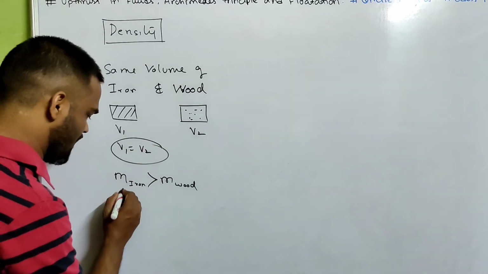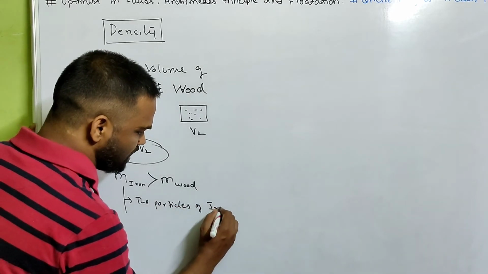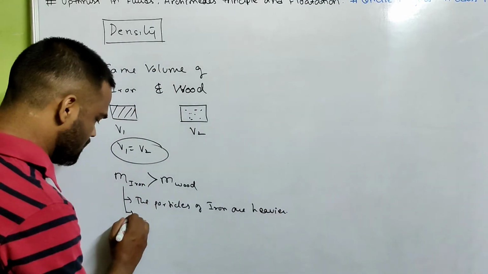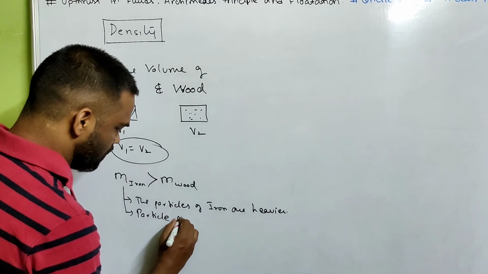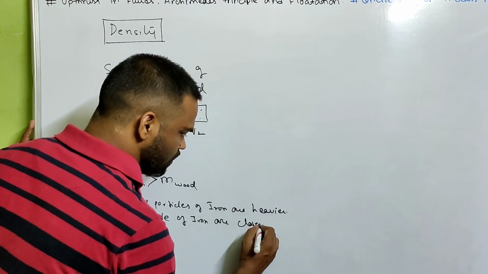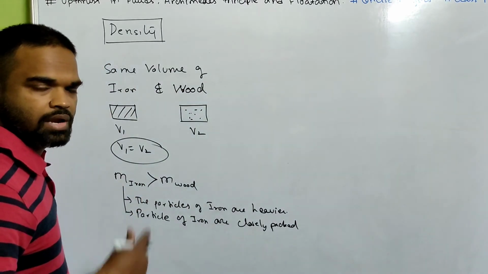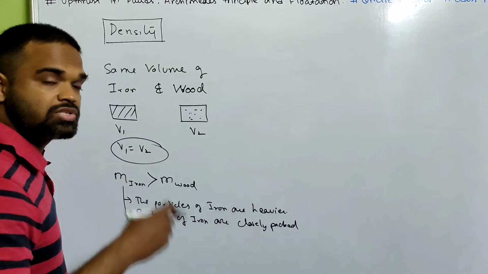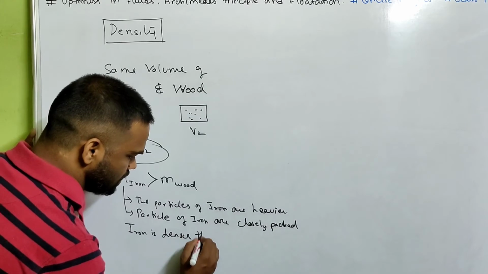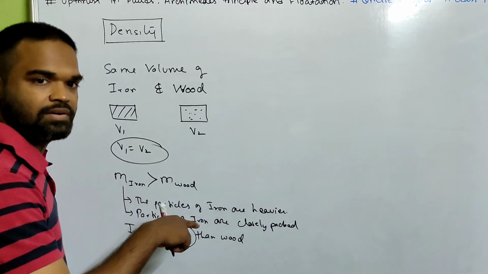It simply means that the particles of iron are heavier, and the particles of iron are closely packed as compared to particles of wood. In other words, we can say that iron is denser than wood. Yes or no? They have the same volume, but the masses are different.